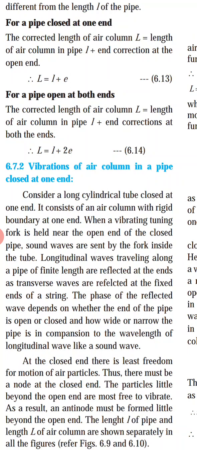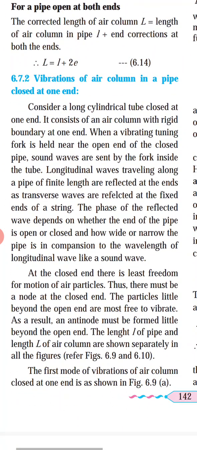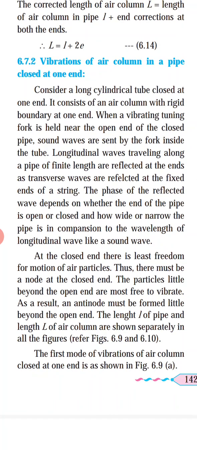When a vibrating tuning fork is held near the open end of the closed pipe, sound waves are sent by the fork inside the tube. Longitudinal waves traveling along the pipe of finite length are reflected at the ends as transverse waves are reflected at the fixed ends of a string. The phase of the reflected wave depends on whether the end of the pipe is open or closed, or how wide or narrow the pipe is in comparison to the wavelength of the longitudinal wave like a sound wave. So at the closed end there is the least freedom for the motion of air particles. Thus there must be a node at the closed end.